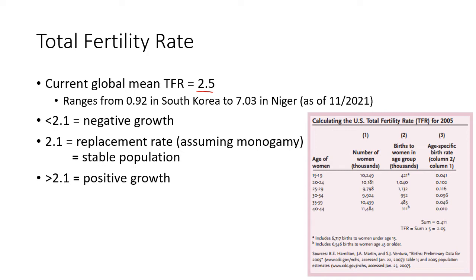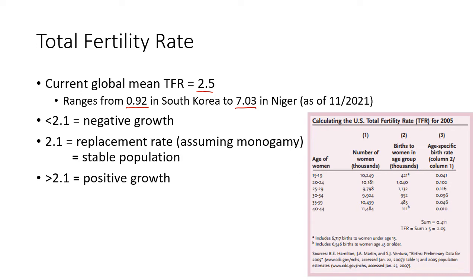Around the world by country, it ranges from a low of 0.92 kids per woman in South Korea to a total fertility rate of just over 7 in Niger. Sorry, not Nigeria, Niger. That was as of November of last year, when I pulled that data.